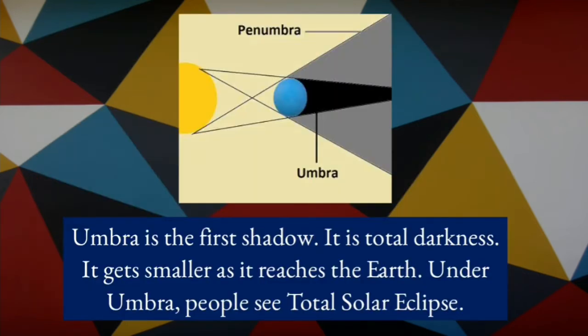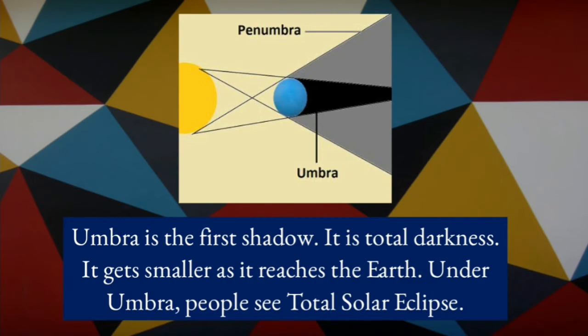Two shadows are casted by the moon upon the earth. They are called umbra and penumbra. When something gets in the path of the sun, it creates a shadow called umbra. It is the darkest part of the shadow. It is the first shadow. Umbra gets smaller as it reaches the earth.